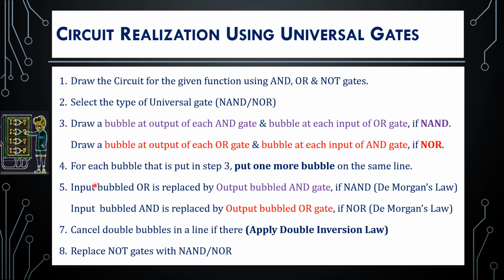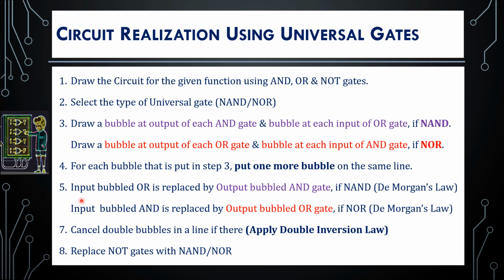In the next step, for each bubble that is put in step 3, put one more bubble on the same line, because according to the double inversion law, two bubbles on the same line cancel the inverter effect, right? X double bar is equivalent to X. So we put one bubble means we are inverting the value, and to each bubble we are putting one more bubble, so the bubble effect will nullify here, right?